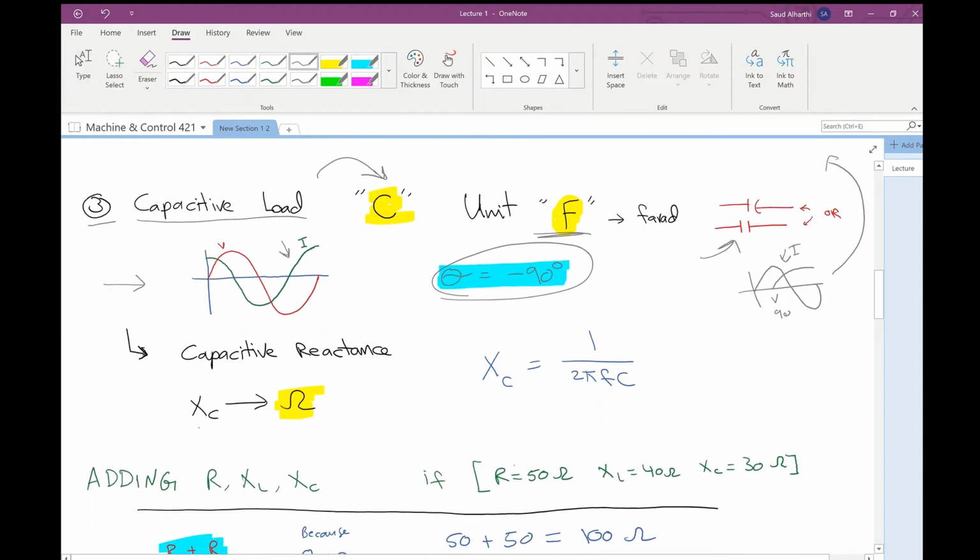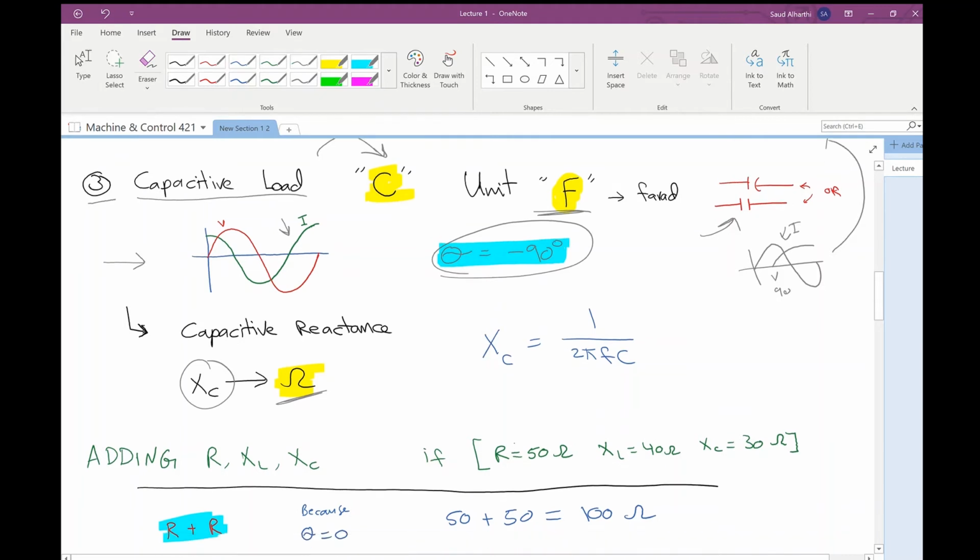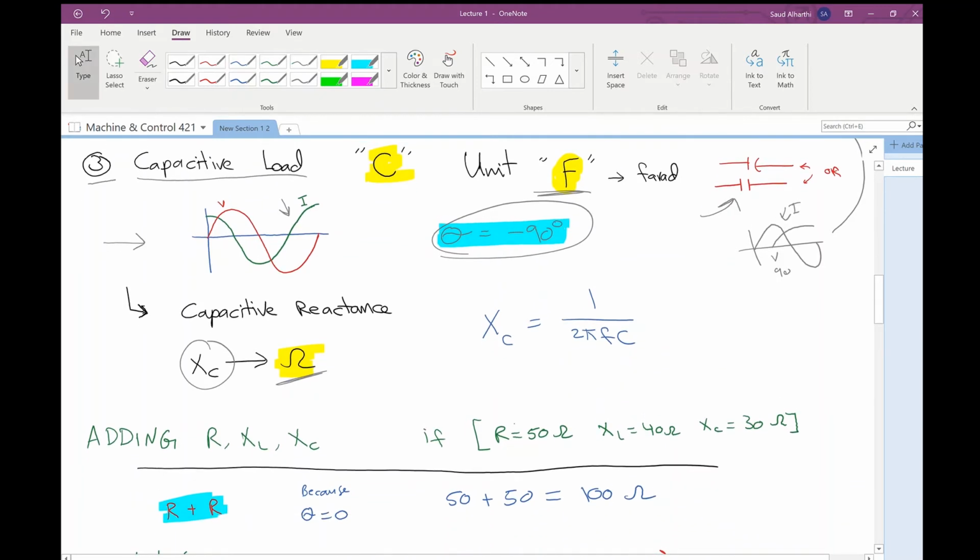The capacitive reactance, which gives me an ohmic unit, will be taken from this equation, XC = 1 over 2 pi F C. The F is the frequency of the supply, and the C is the capacitance value in farad or microfarad. Microfarad is just 10 to the power minus 6.